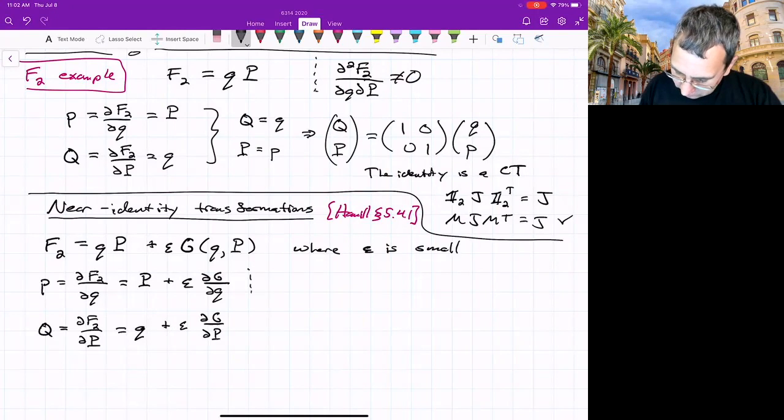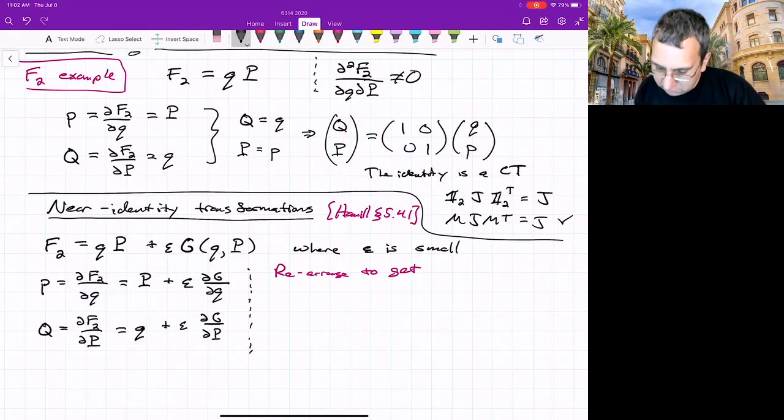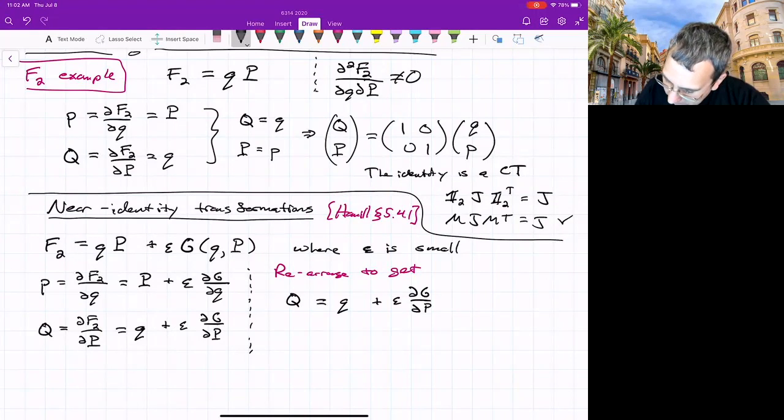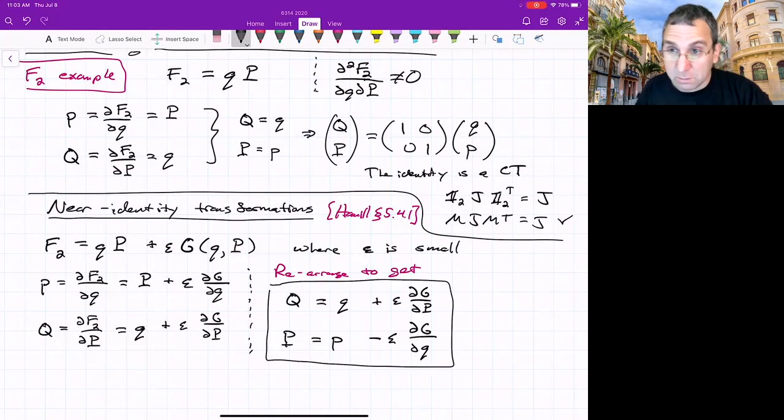We can rearrange to write this in the form of a near identity. Big Q equals little q plus epsilon partial G partial P. And big P equals little p minus epsilon partial G partial q. So that's the near identity transformation.